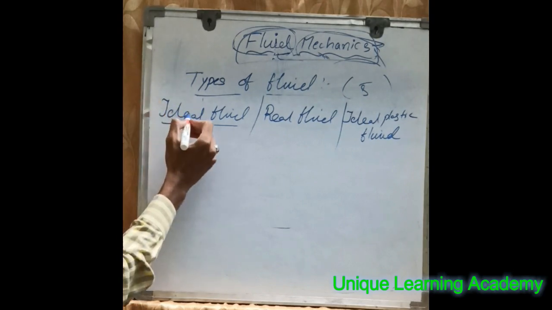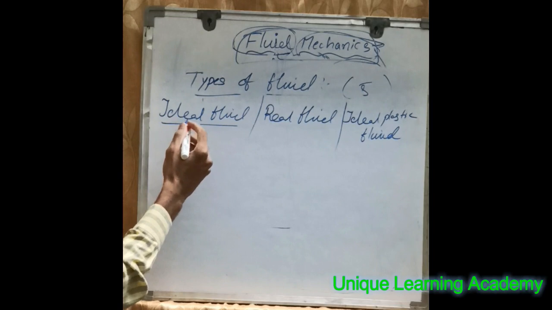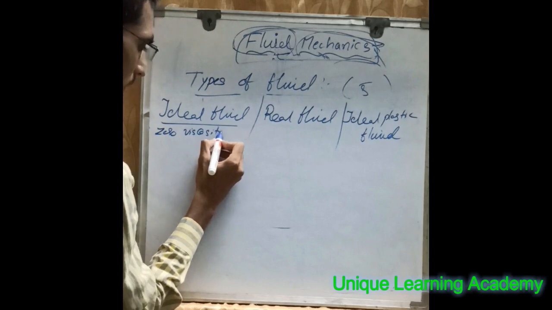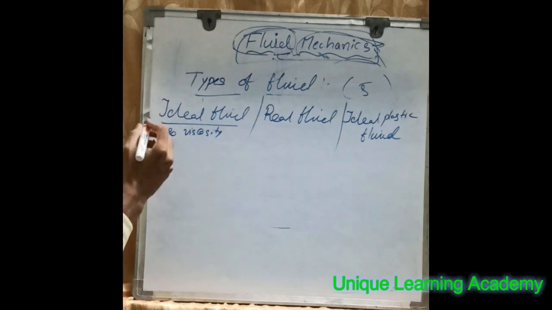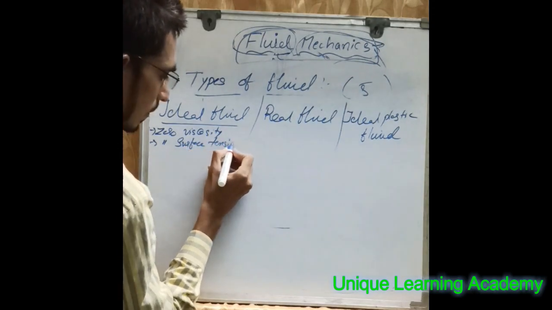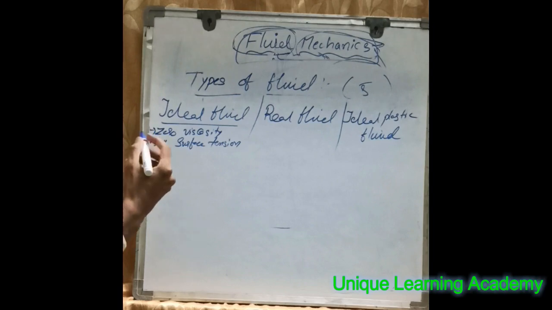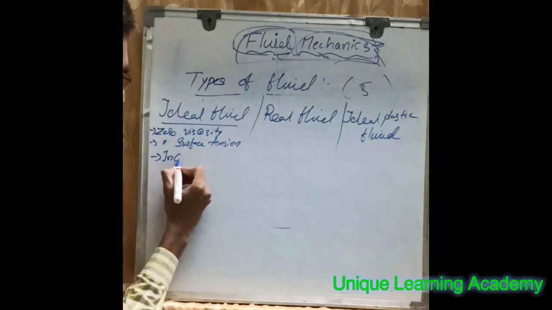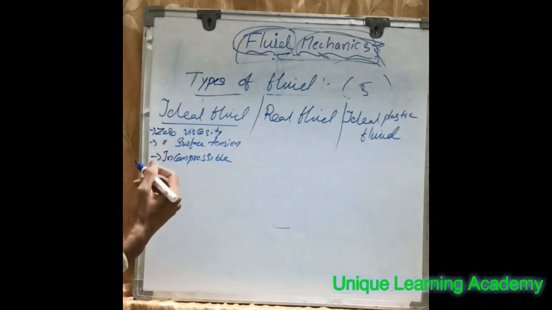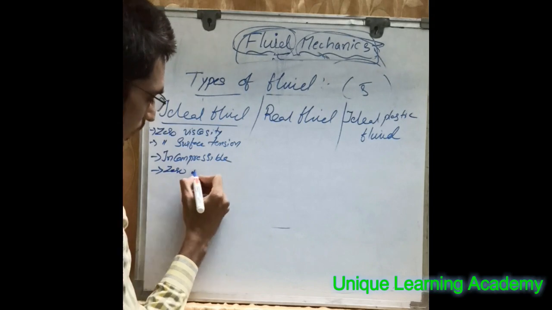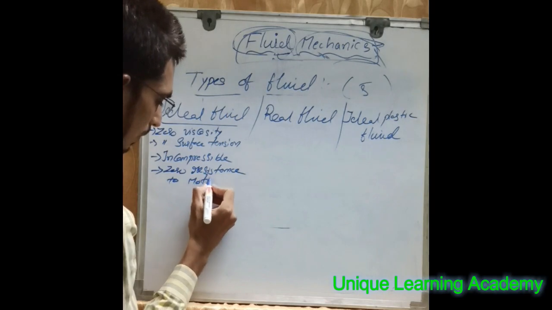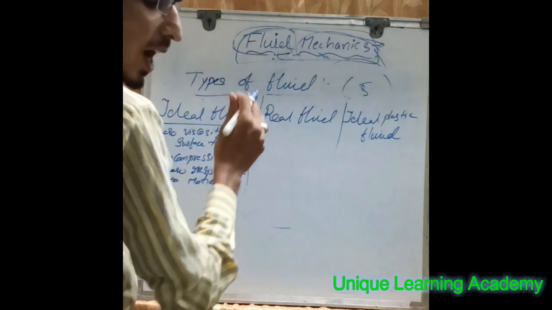The properties of an ideal fluid are zero viscosity, zero surface tension, incompressible fluid, and zero resistance to motion. These are the properties of the ideal fluid.